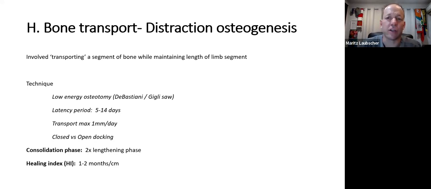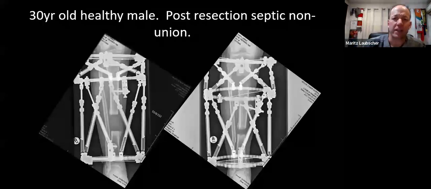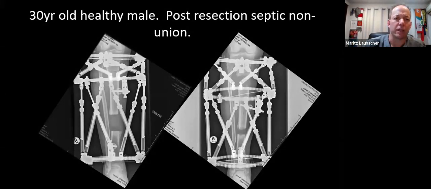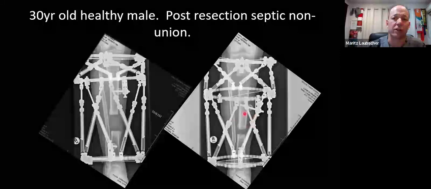So this is a case of a bone defect secondary to resection of a septic non-union. You can see here, this is just after the spacer was removed and the proximal osteotomy was performed, and now you'll see on subsequent x-rays, this gap gets bigger. Compared to lengthening and shortening, here the overall length of the tibia is maintained, and this middle segment is transported down until it docks.